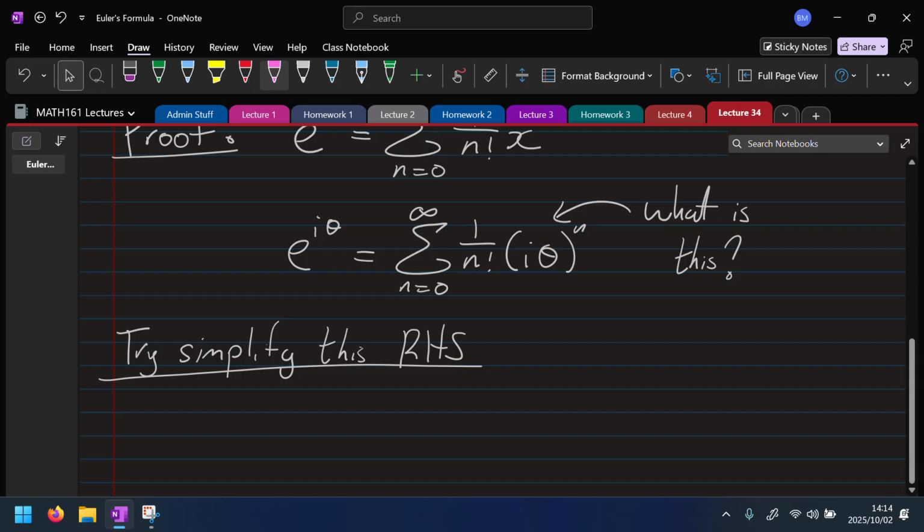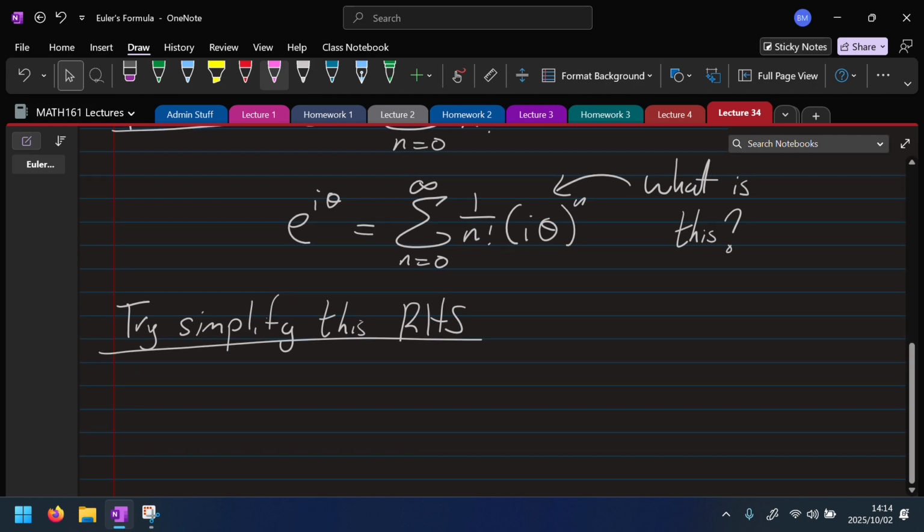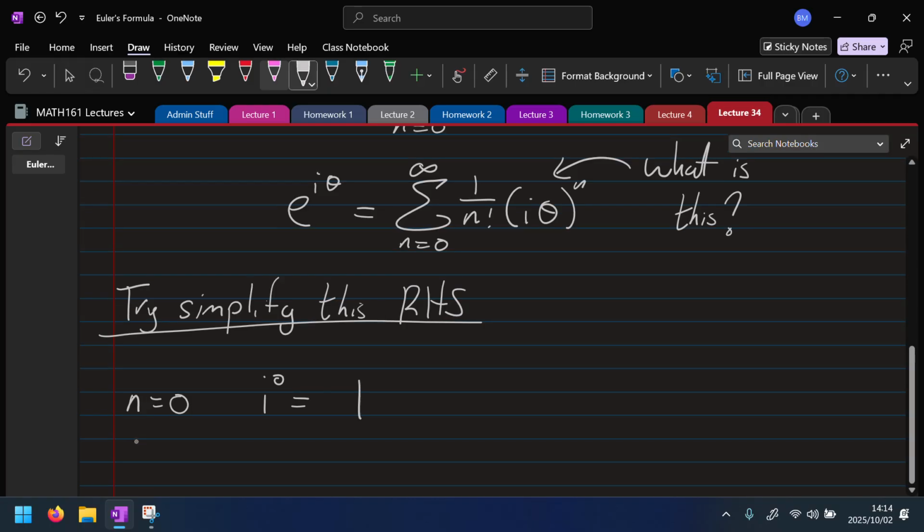Okay, so let's start off with a few values of n, and then we try to see a pattern. Like we did with the original Taylor series. So n equals 0, that's our starting point. So this will be i to the 0, but anything to the 0, that's 1. Okay, so anything to the 0 in the real world gives us 1. For complex numbers, it's the same thing. Okay, what about n equals 1? Now we have i to the 1, that's just i. Okay, nothing funny there.